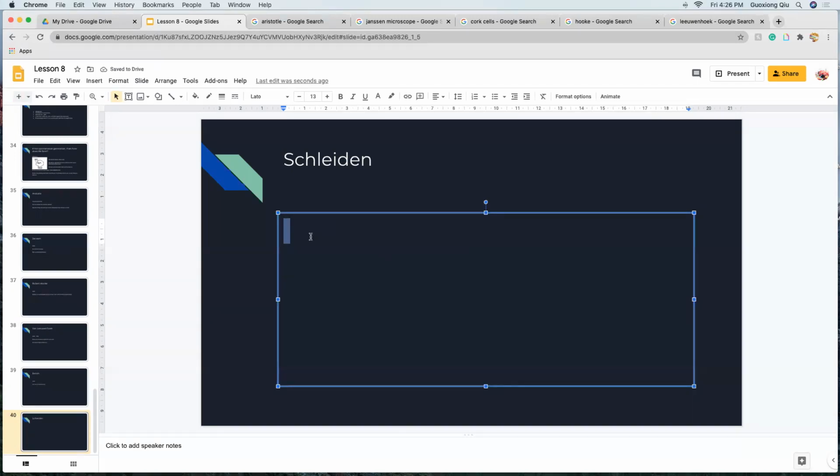Next up, we have Schleiden in 1838. So that was about 18 years later. And he decides that all plants are made of cells.